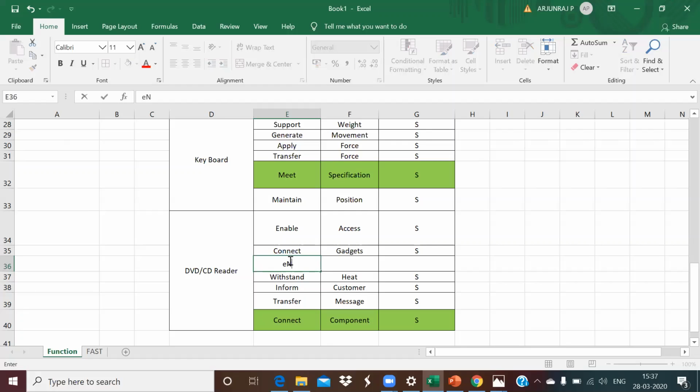Enable rotation. But why do we need the reader, the CD or DVD reader? The basic function is not to rotate, but to get the information. Read data. Again, by reading data, it is giving the information. Read data is the basic function.